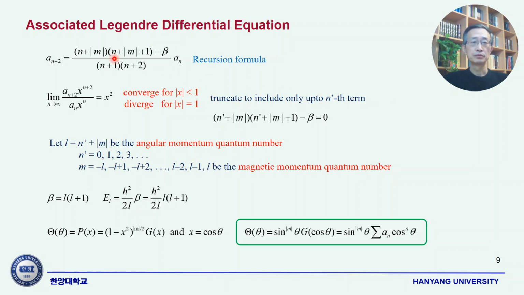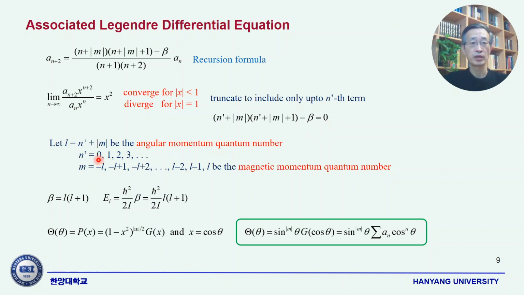So that means that for the nth prime, there is no a n prime plus 2 term. In order to make it terminate, we have to make this 0. That's 0 when the numerator is equal to 0, which happens at the nth term and prime term. So this is the convergence condition. We just made it converge by truncating the series.